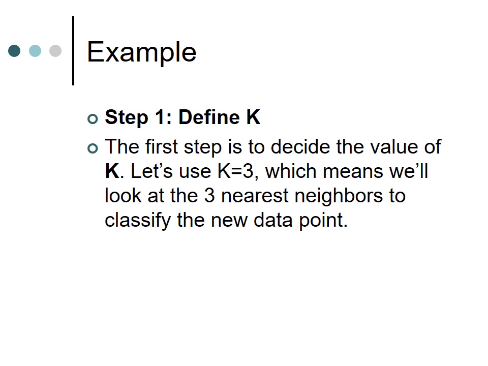Let's take k equals to 3, which means we will look at the three nearest neighbors to classify the new data point. That is why the name of this algorithm is k nearest neighbors, because we look at the k nearest points around the new data point to classify it in either of the categories.